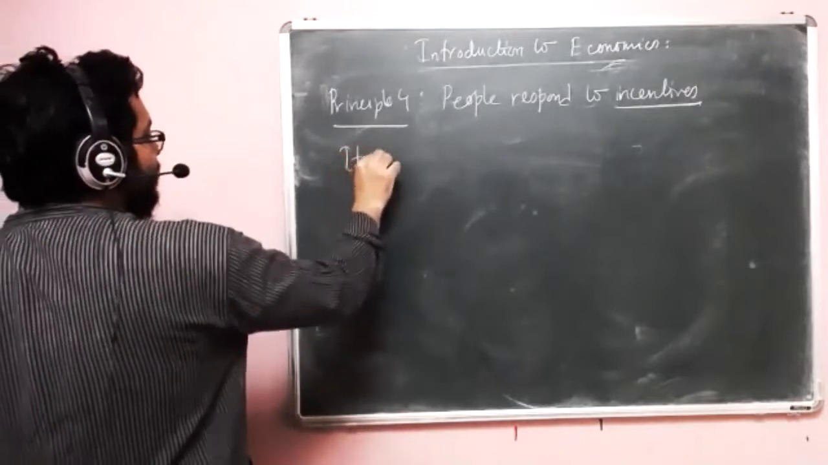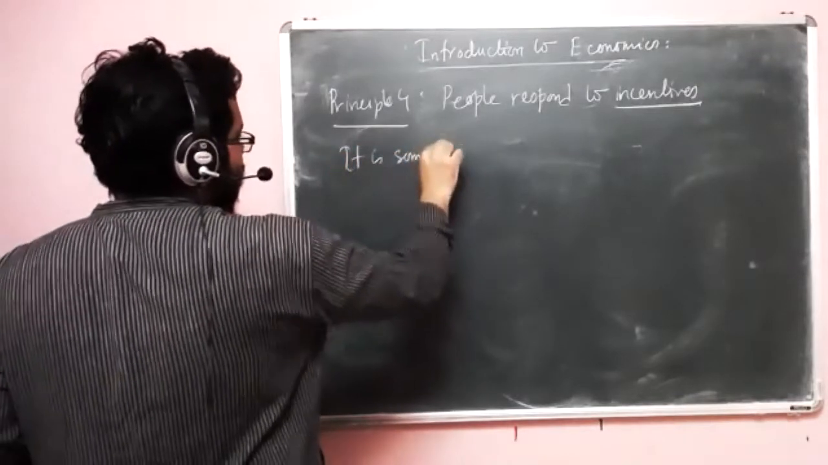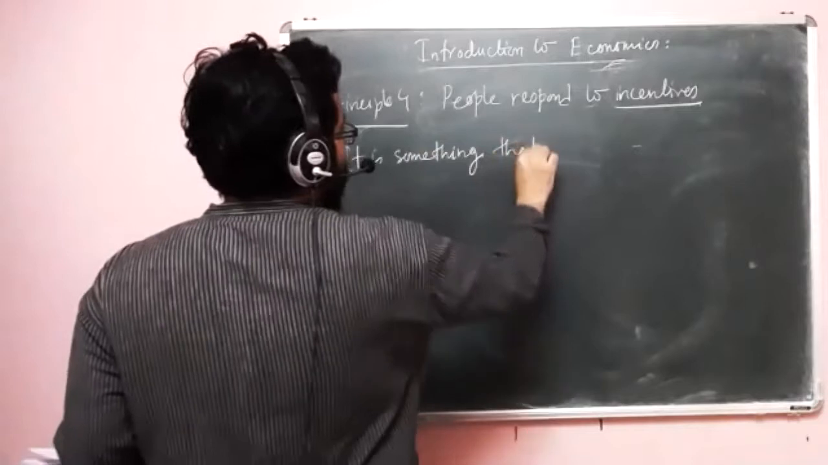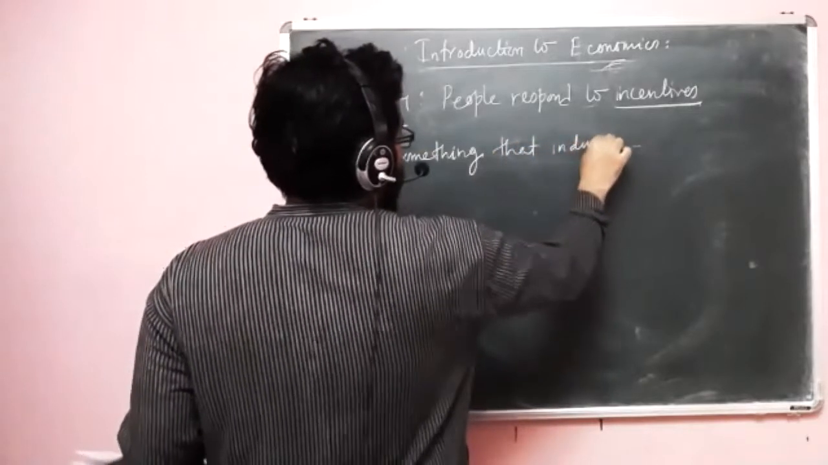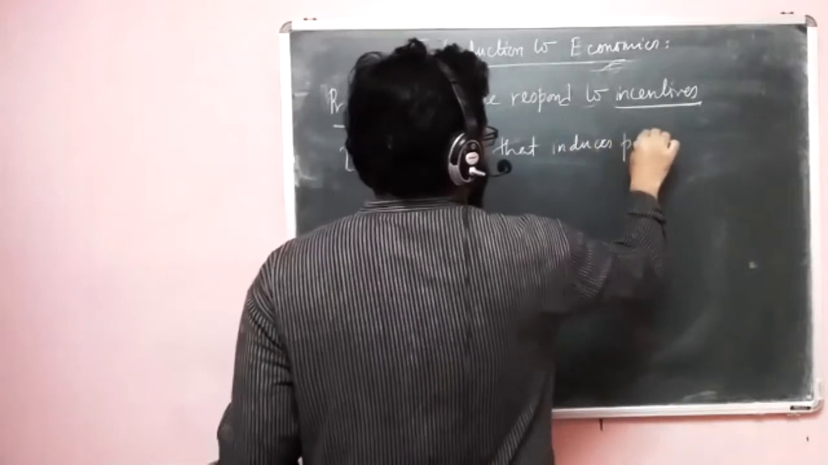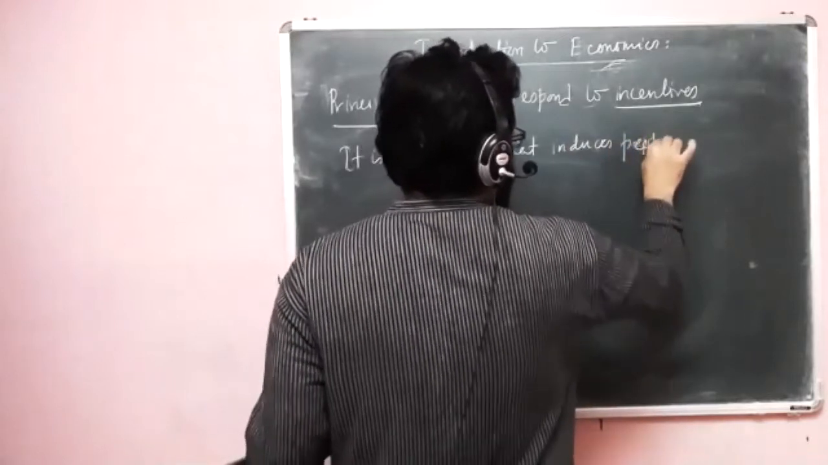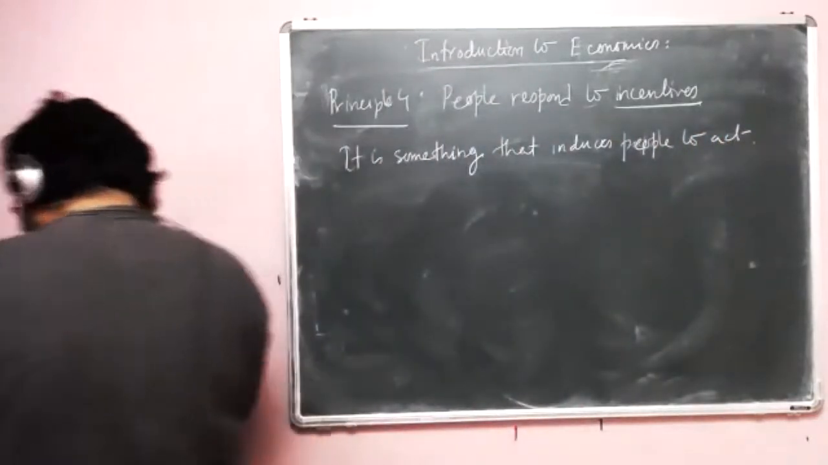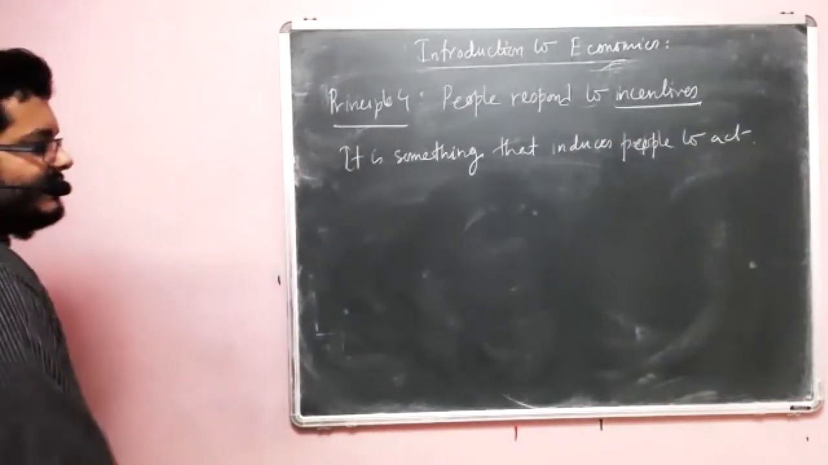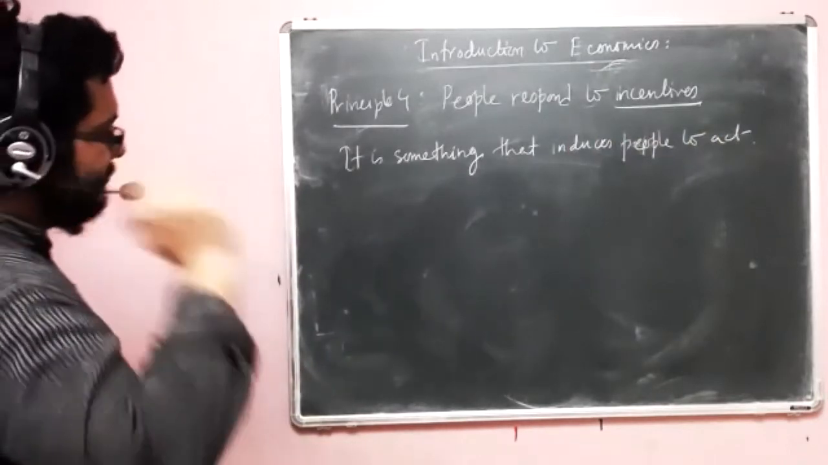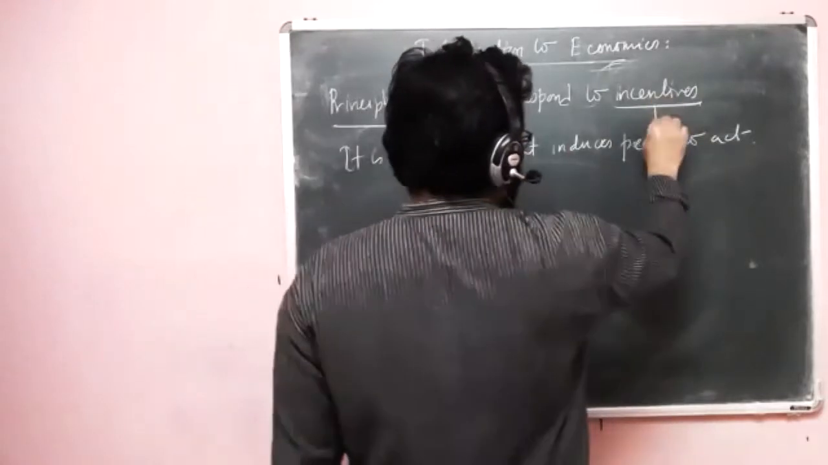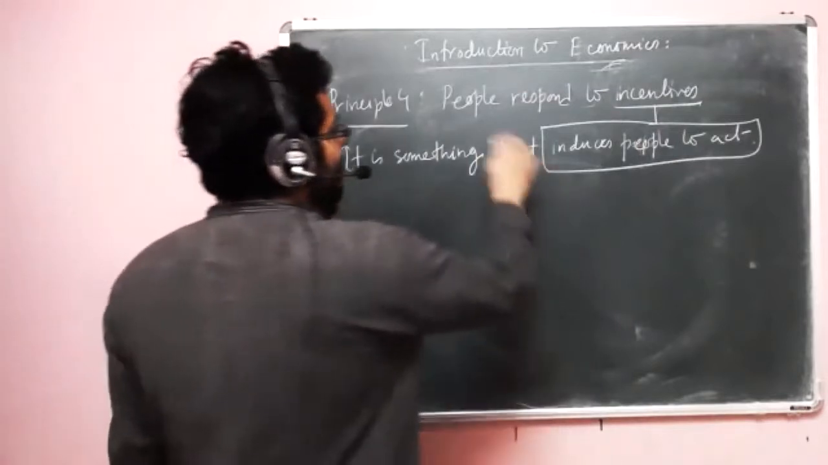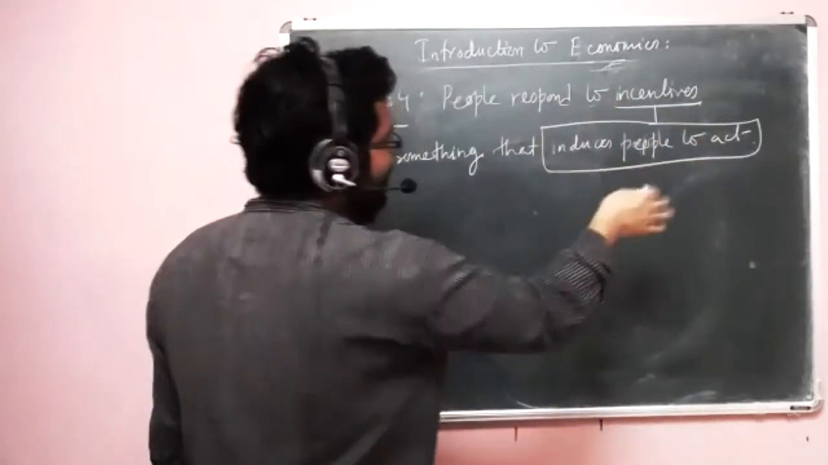It is something that induces people to act. So incentive is something that induces people to act. And to me, that's what makes it circular. Why? Because if incentive is something that induces people to act, then what do you mean by people respond to incentive? Because that's the way incentive itself is defined, right?